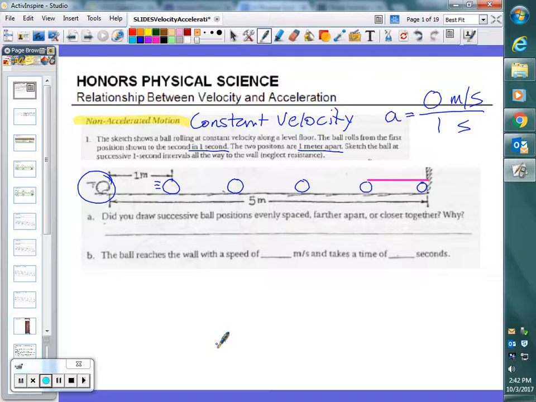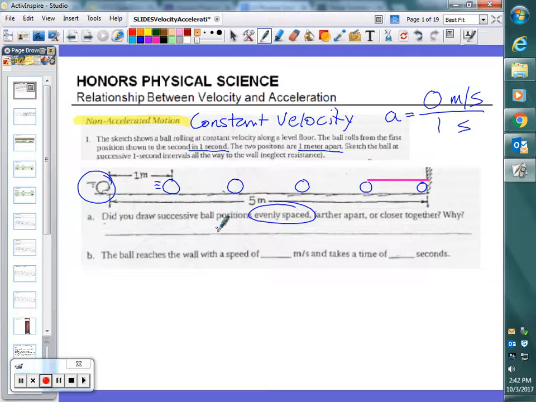Okay? All right, so question A. Did we draw the successive ball positions evenly spaced, further apart, or closer together? Evenly spaced here. Why? What's constant in this example? Velocity. And velocity is a relationship between what? Position and time, right? How far did we go? How long did it take us to go there? If the velocity is constant, we keep going the same distance every time, right?